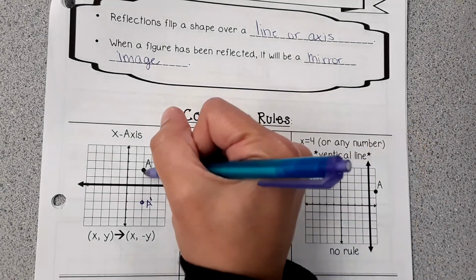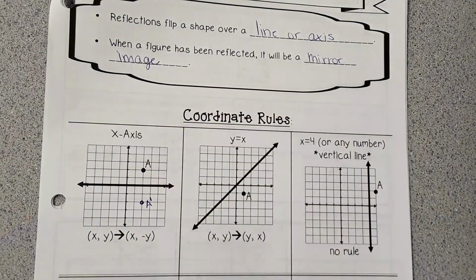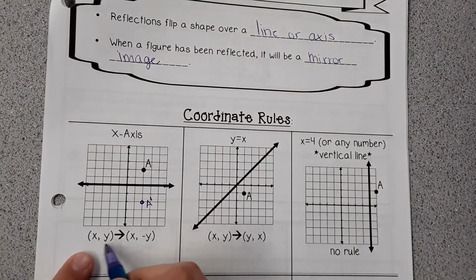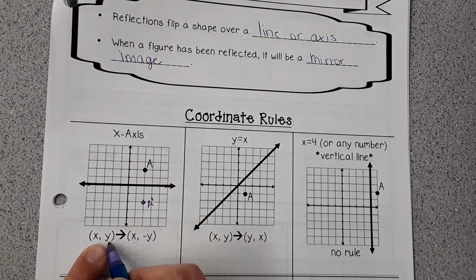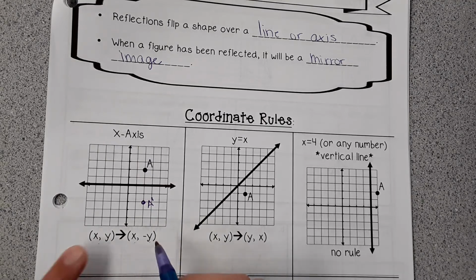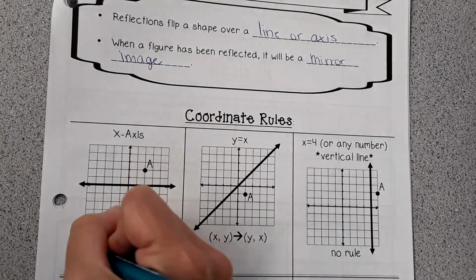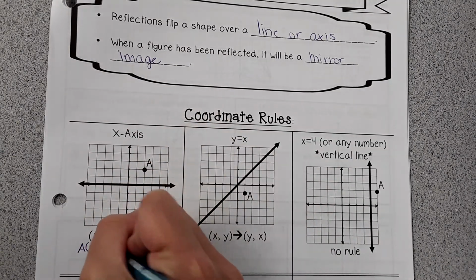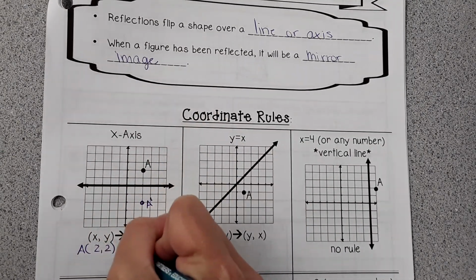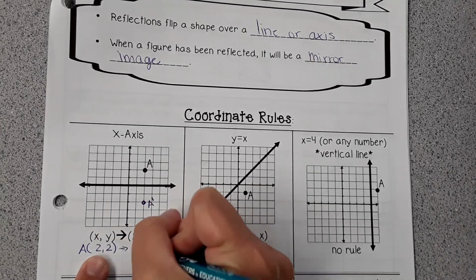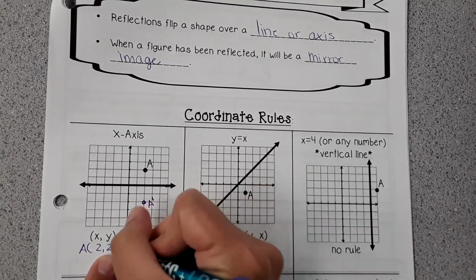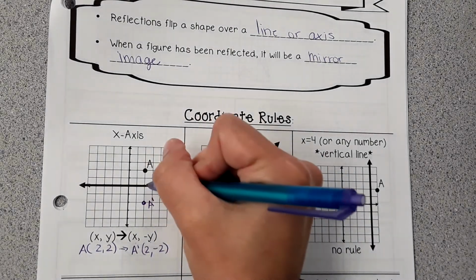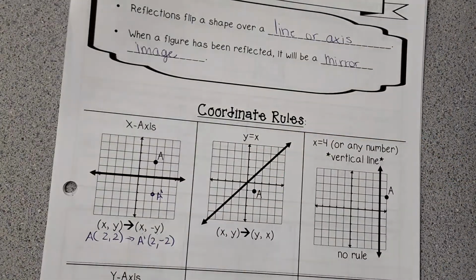If for whatever reason visually we couldn't do that, and you'll see that in some of our examples, you can use this rule down here. When you reflect over the x-axis, the x stays the same, and then the y turns to the opposite sign. So for example, with our first point A, it was at 2, 2. And then for A prime, our x will stay the same, and then our y will change signs. And if we check those coordinates, 2, -2, yes, that's where our point landed.